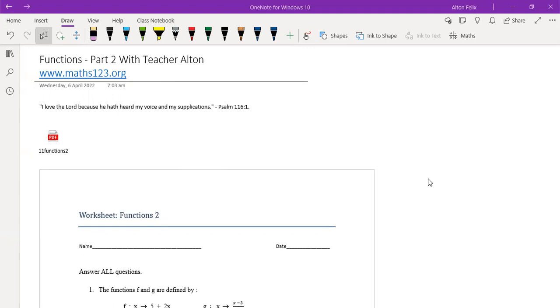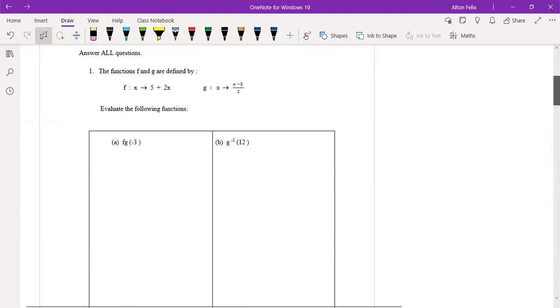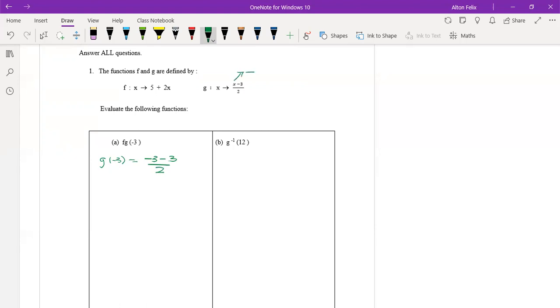So let's go to question number 1. Question number 1, you are given a function f as well as function g, and you are asked to find fg of -3. So in this question, we are substituting first the value of -3 into our g function, which will be -3 divided by 2. So where we see x here, we're going to replace that by -3.